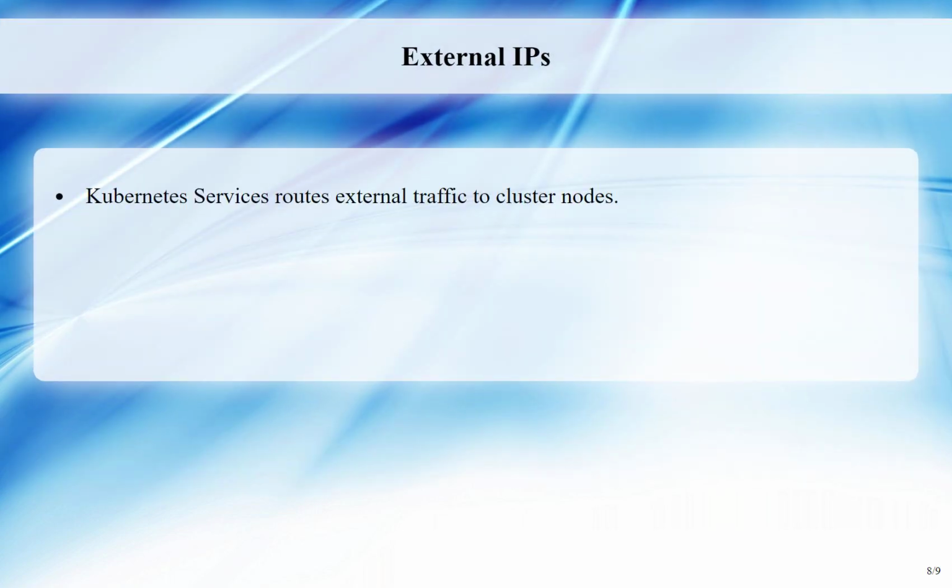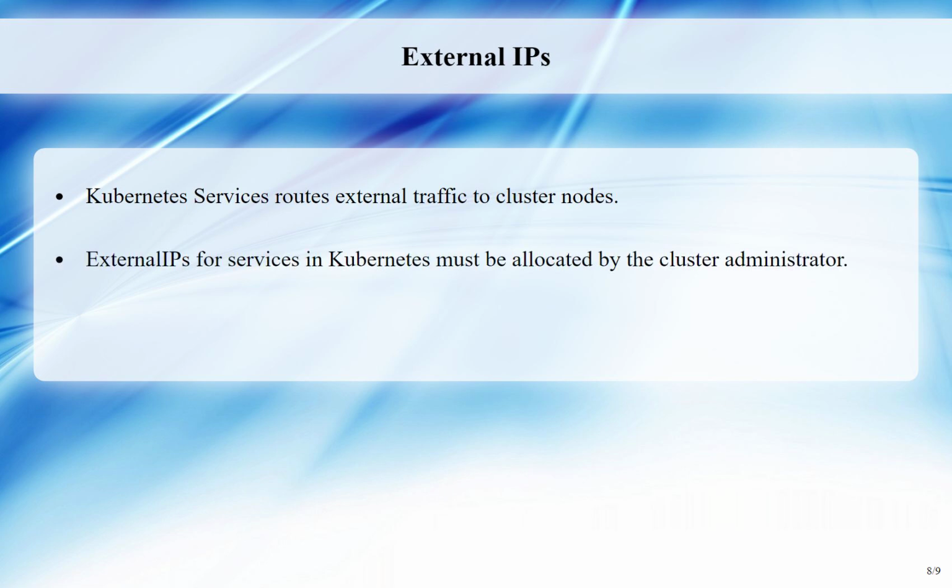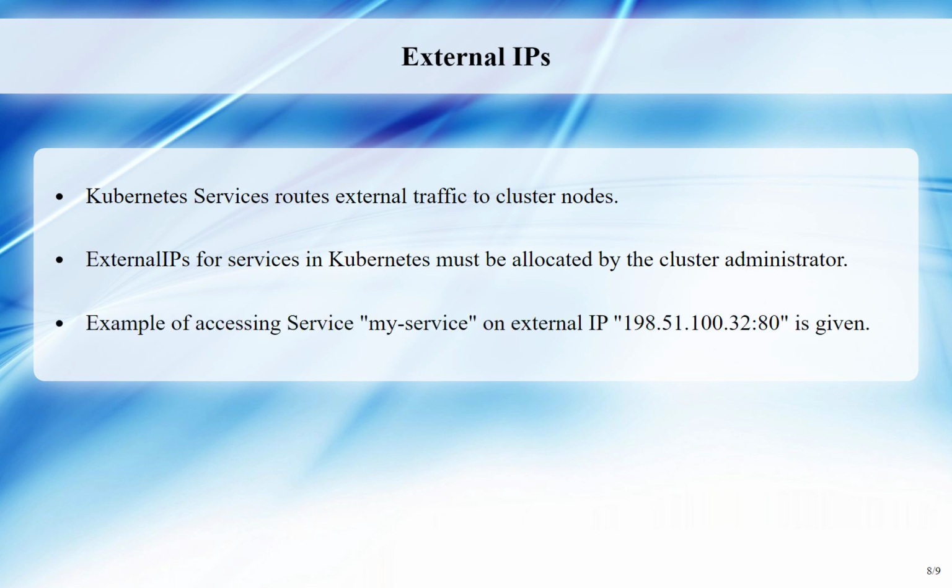Kubernetes Services allow external IPs to route to cluster nodes, exposing services on those external IPs. When network traffic arrives with the external IP and port matching the service, Kubernetes routes the traffic to the service's endpoints. External IPs can be specified for any service type. Kubernetes does not manage allocation of external IPs. This responsibility falls on the cluster administrator. An example is provided for accessing a service named my-service on external IP 198.51.100.32:80.